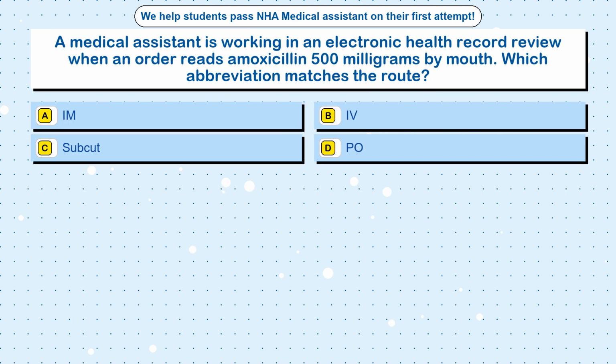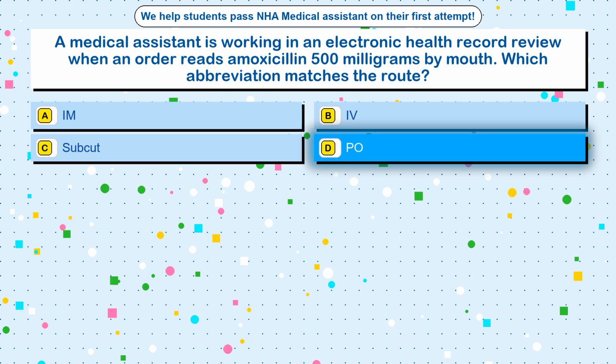Question 71. A medical assistant is working in an electronic health record review when an order reads amoxicillin 500 mg by mouth. Which abbreviation matches the route? Option A, IM. Option B, IV. Option C, subcut. Option D, PO. The correct answer is option D, PO.